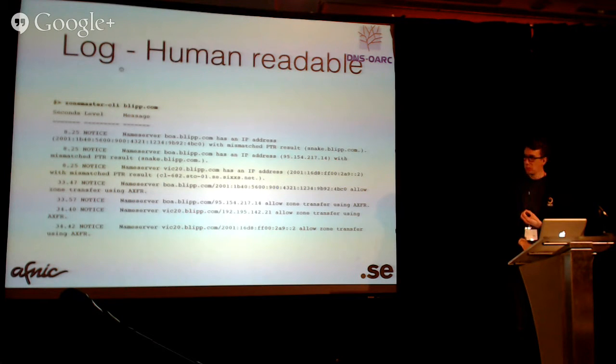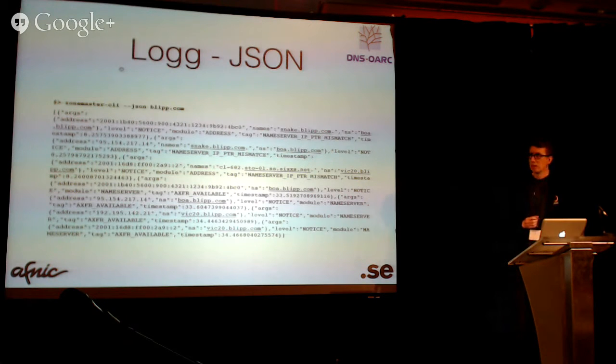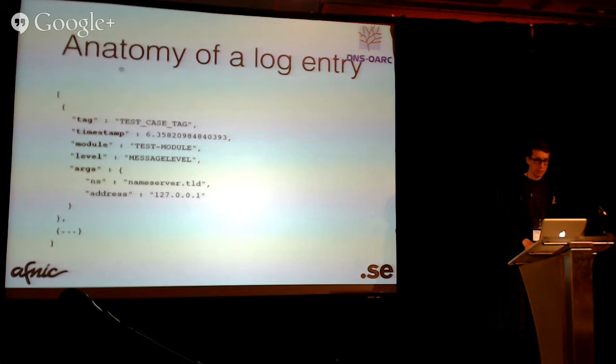So you have the human readable log. You can also have the log in the raw output format, where you have these tags directly with their metadata, for example, the name server, IP address, or whatever. You can also have it as JSON output, which is perfect for storage. I will give you a short overview of how you can use it.